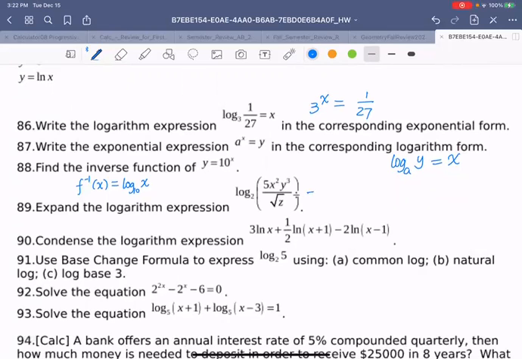Well, let's do this guy. Expand this one. This is log 2 pi plus 2 times log 2 x plus 3 times log 2 y, and then minus 1/2 of log 2 z.